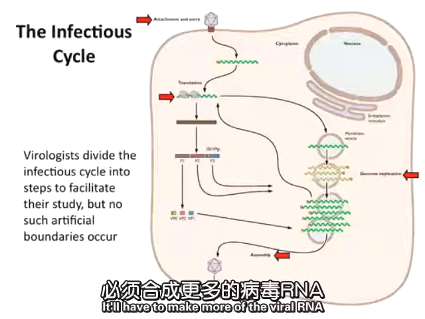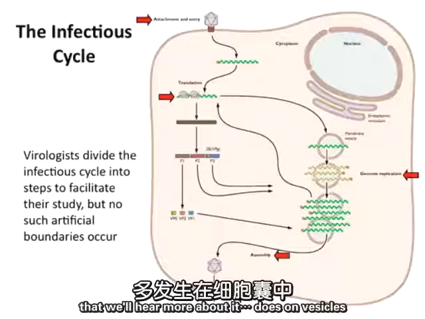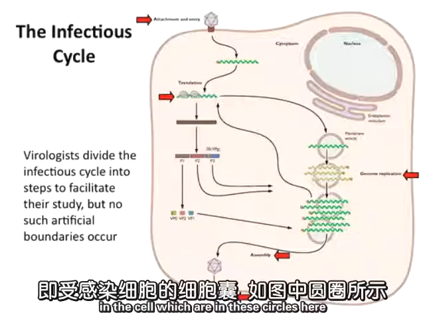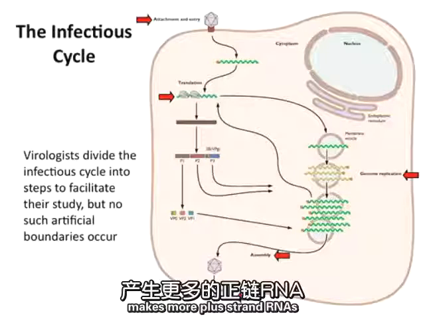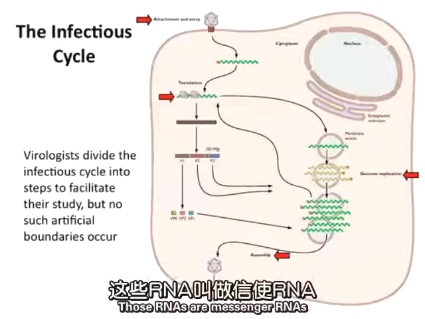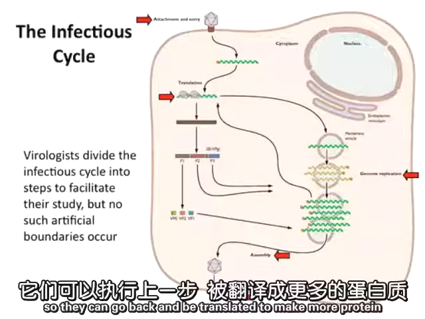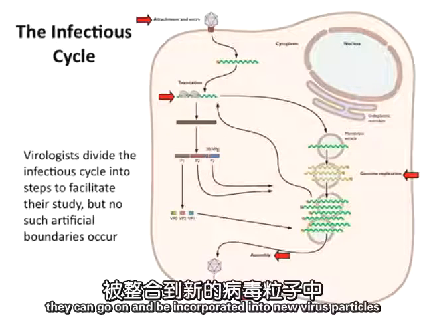You have to make more of the viral RNA. And for the case of polio, it does this in a very interesting way that we'll hear more about. It does it on vesicles in the cell, which are these circles here. And the virus replicative process makes more plus-strand RNAs, which are the brighter green color RNAs here. Those RNAs are messenger RNAs, so they can go back and be translated to make more protein, or towards the end of the infectious cycle, they can go on and be incorporated into new virus particles.